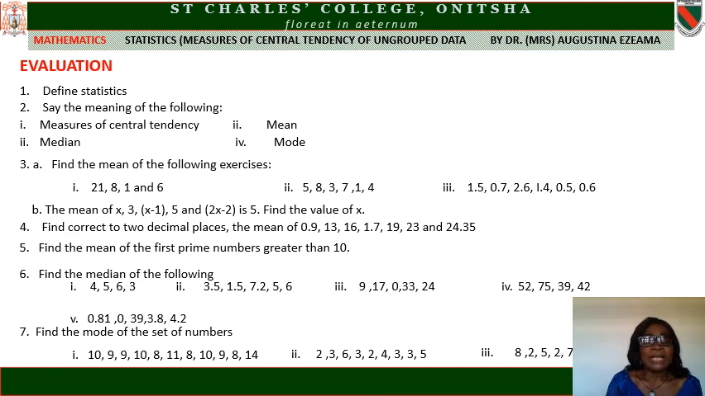Number 7. Find the mode of the set of numbers. Number 1: 10, 9, 9, 10, 8, 11, 8, 10, 9, 8, and 14. Number 2: 2, 3, 6, 3, 2, 4, 3, 3, and 5. Number 3: 8, 2, 5, 2, and 7.